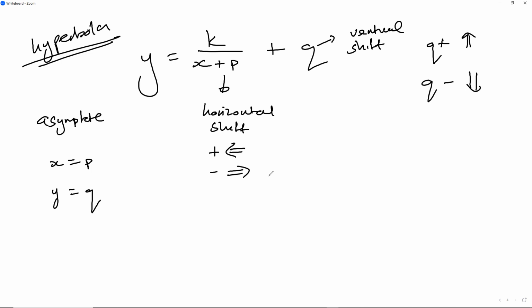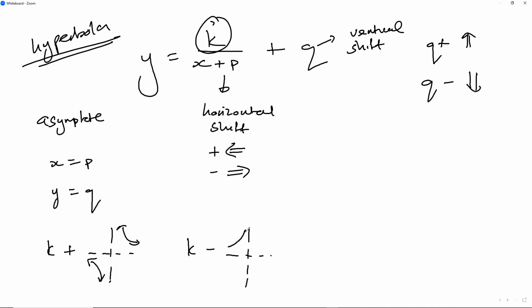The next thing is the k value. When the k value is positive, the graph ends up, depending on wherever the asymptotes are, in the top right and bottom left. And when k is negative, the graph ends up in the top left and bottom right.